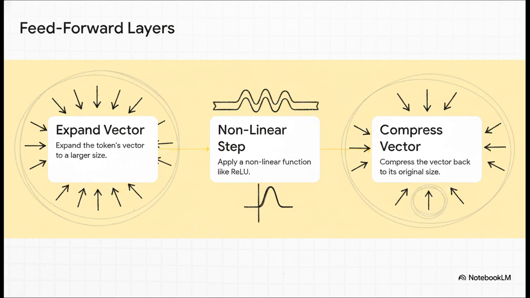First, expand the token's vector to an even larger size. Second, apply a nonlinear function. This nonlinear bend is absolutely crucial. Without it, stacking all these layers of math would just collapse into one totally useless flat layer. And finally, compress the vector back down to its original size.